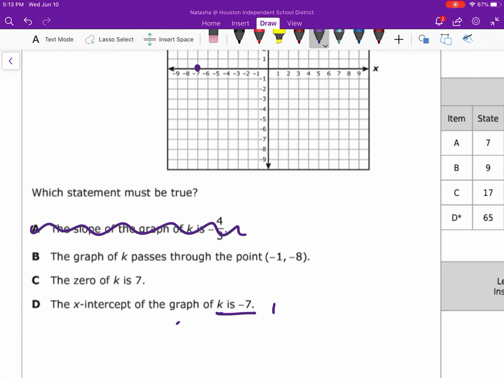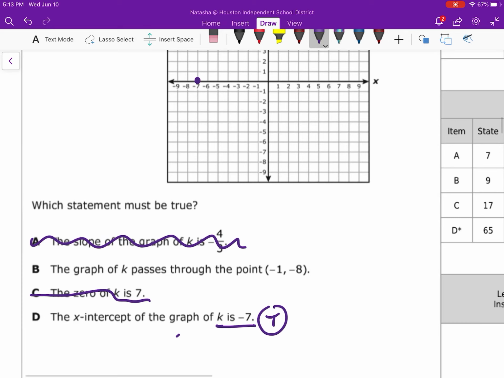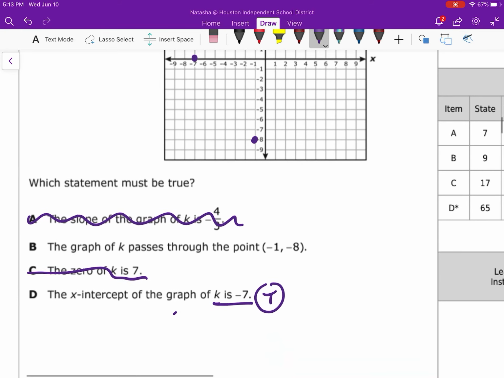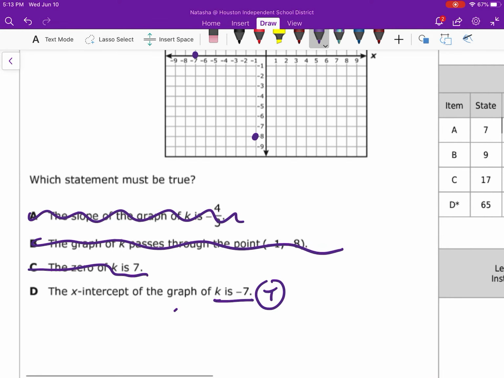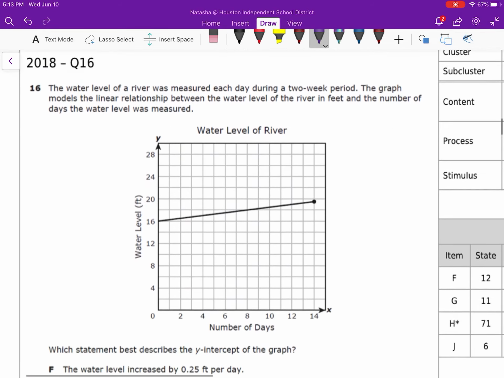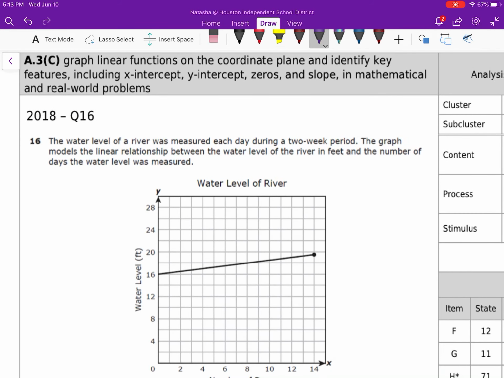The x-intercept of graph K is negative 7. This is true. The zero of K is 7? No. Passes through the point 1, negative 8? Negative 1, negative 8. That's not there. It's never going to pass. So we know that our answer choice has to be D. So we're done. That's that easy. I'll go on to the next question.